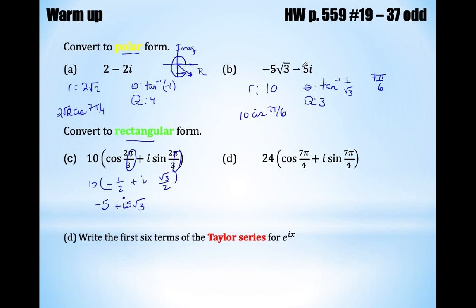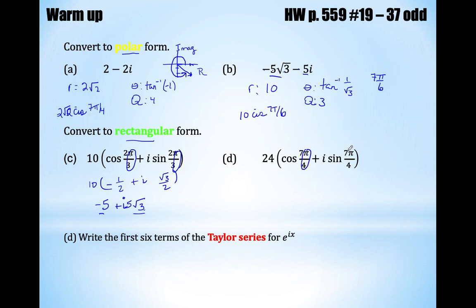Right? Looks pretty similar, doesn't it? See what's going on there? This one is in quadrant 2, right? I have the same values. So I have the same radius, 10, but I'm in the second quadrant. How about the next one?